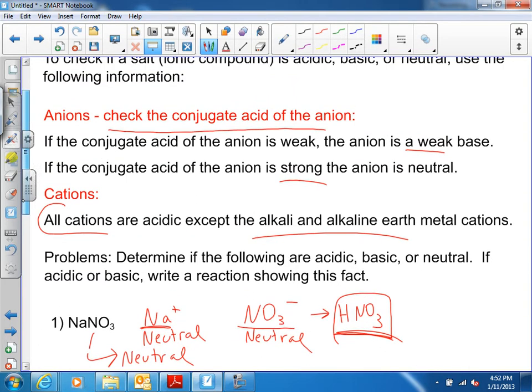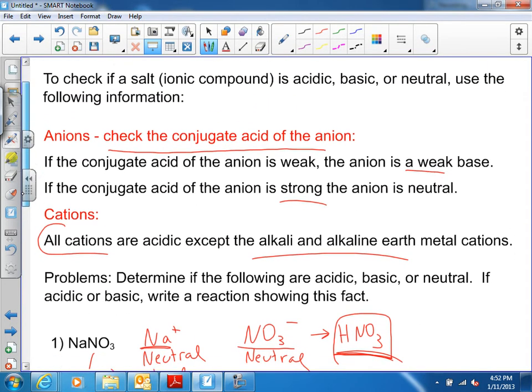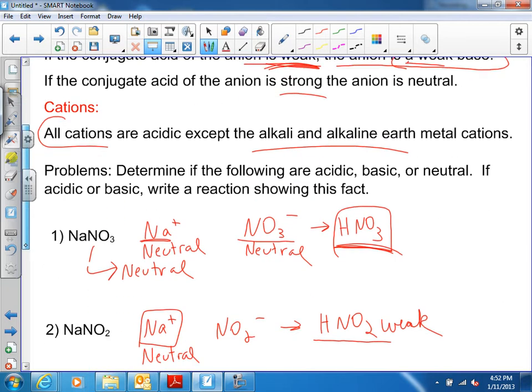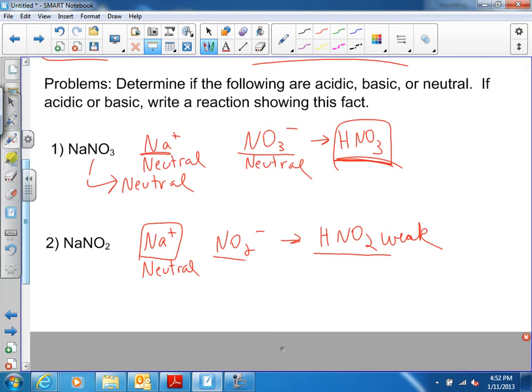So, if the conjugate acid is weak, where did we go? Weak. The conjugate acid is weak. The anion is a weak base. All right. So this anion right here is a weak base.